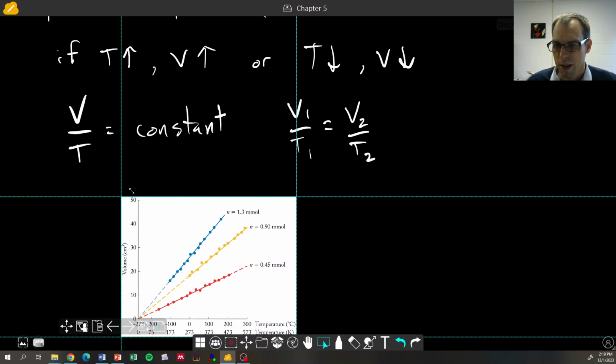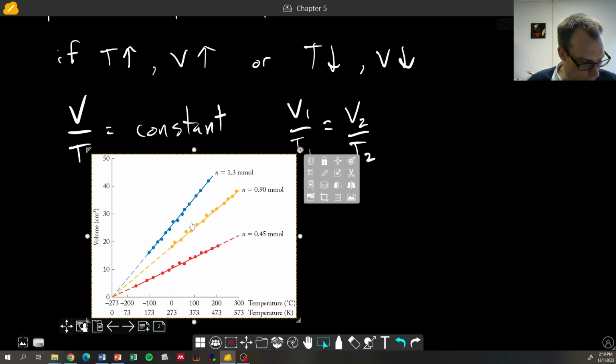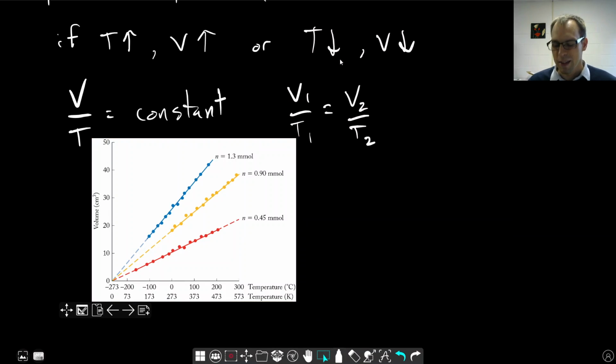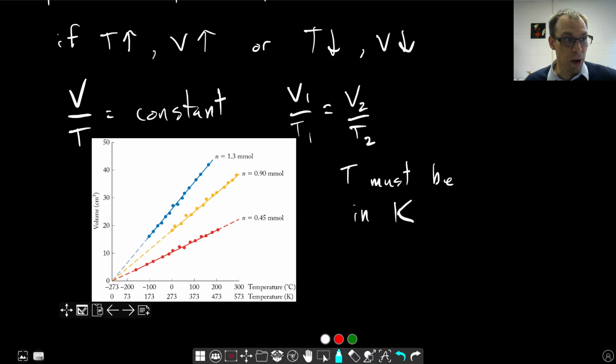Again, let me just make this a little bit bigger. This is for three different quantities of gas, so we have different numbers of moles plotted against temperature. We have both degrees Celsius and Kelvin. Now, one thing I forgot to mention is that the T's involved here need to be in Kelvin. It needs to be an absolute temperature scale for this to work, so this does not work with degrees Celsius.